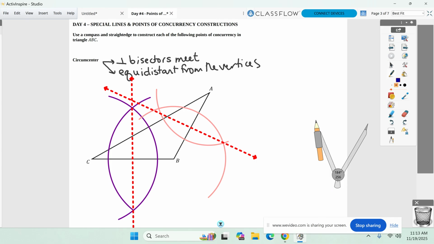Do we see where the circumcenter will be? Put a point there, please. Put a point where the circumcenter is going to be. We do not need to do a third perpendicular bisector. We already know where it's going to intersect.